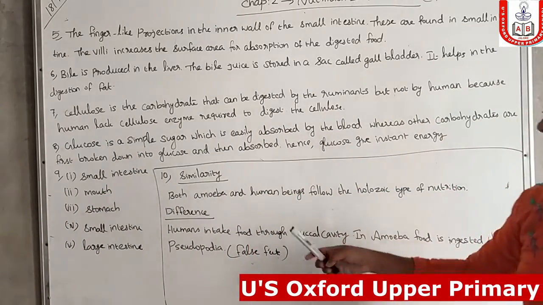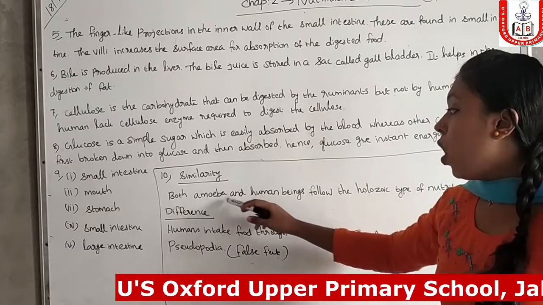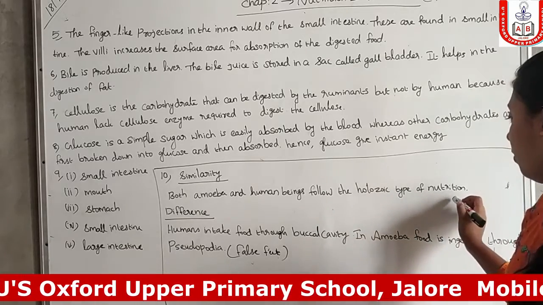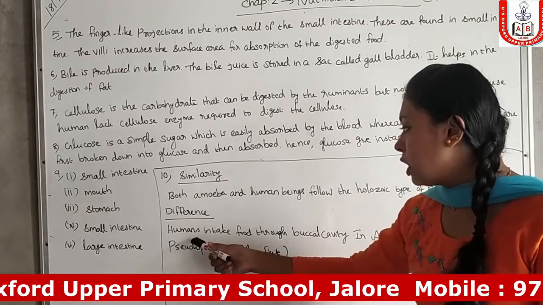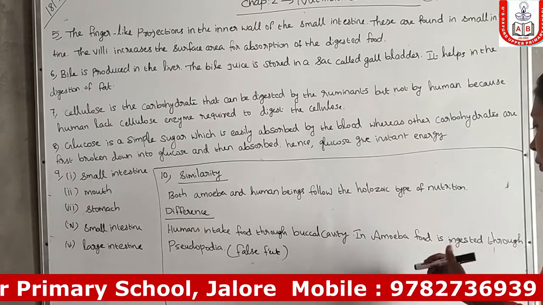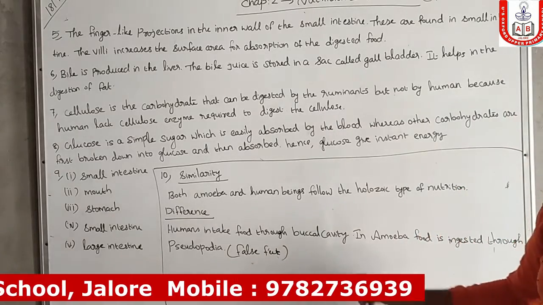So this is the answer. The similarity between amoeba and human beings is that both follow the holozoic type of nutrition, and the difference is that humans take in food through the buccal cavity and in amoeba food is ingested through pseudopodia or false feet.